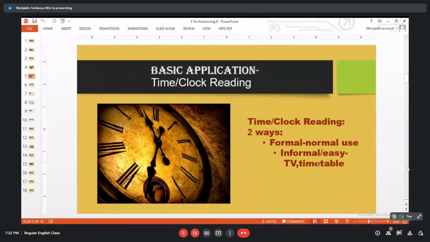We had learned about how you can say or speak about time in formal ways, in normal ways, and in timetable activity. Our today's speaking topic will be timetable activities, like how we speak when you are about to give your daily life routine description. I will describe that later.